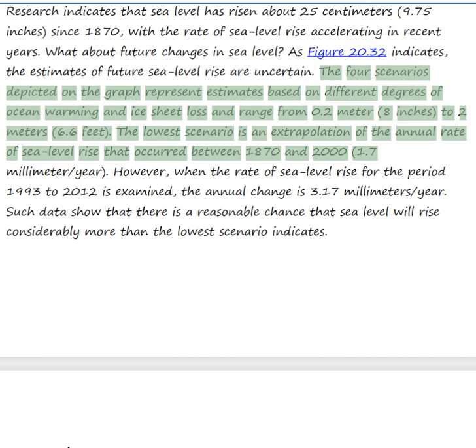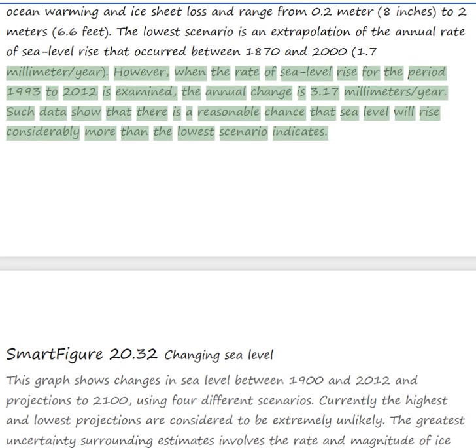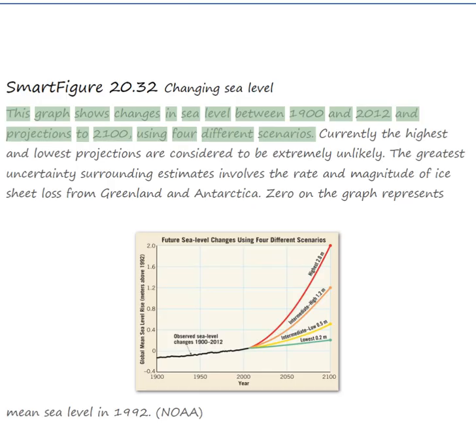1.7 millimeters per year. However, when the rate of sea level rise for the period 1993 to 2012 is examined, the annual change is 3.17 millimeters per year. Such data show that there is a reasonable chance that sea level will rise considerably more than the lowest scenario indicates. This graph shows changes in sea level between 1900 and 2012 and projections to 2100, using four different scenarios.